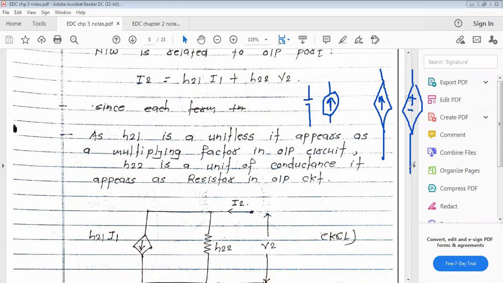Now see, what is I2? I2 is not an independent source. It depends on what? It depends upon I1 and V2. That means we have to show the value with respect to the dependent source, and that's why we have shown this value over the diamond. As it is a current, we have to show it with an arrow.